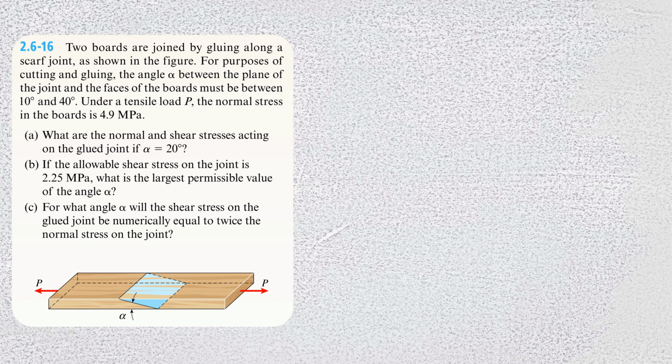Two boards are joined by gluing along a scarf joint, as shown in the figure. For purposes of cutting and gluing, the angle alpha between the plane of the joint and faces of the board must be between 10 and 40 degrees. Under a tensile load, the normal stress in the boards is nearly 5 megapascals. If our glue joint is at 20 degrees, what are the normal and shear stresses?